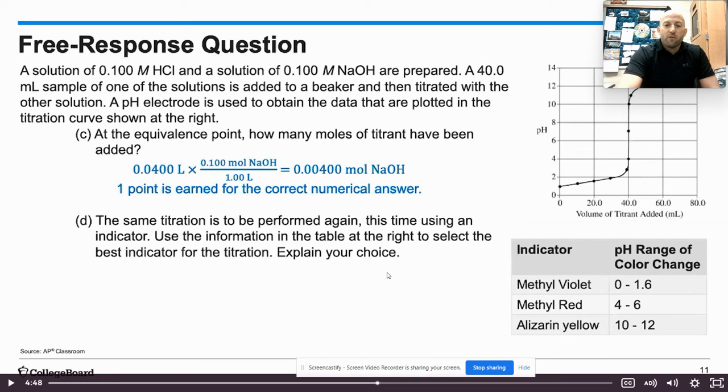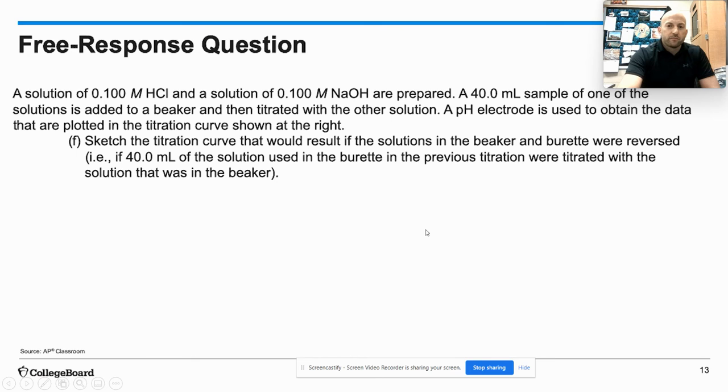The same titration is performed again, this time using an indicator. Use the information at the right to select the best indicator for the titration. So we want to figure out when we're going to see a change. If we use methyl violet, it goes from 0 to 1.6. I mean, that's not going to show us a whole lot. Methyl red, we would be able to go between 4 and 6. That's going to show us when something happens. And alizarin yellow.